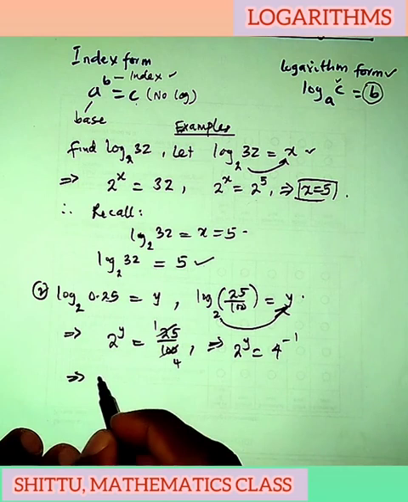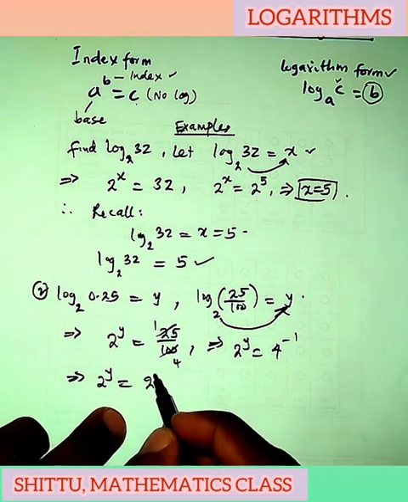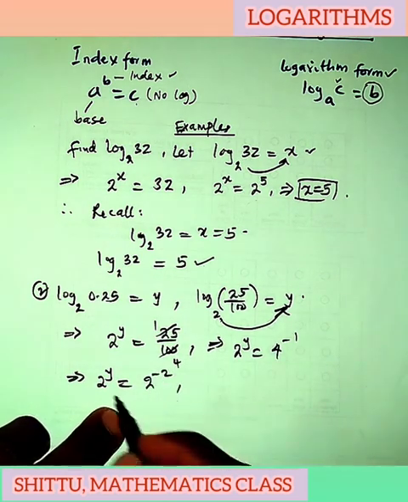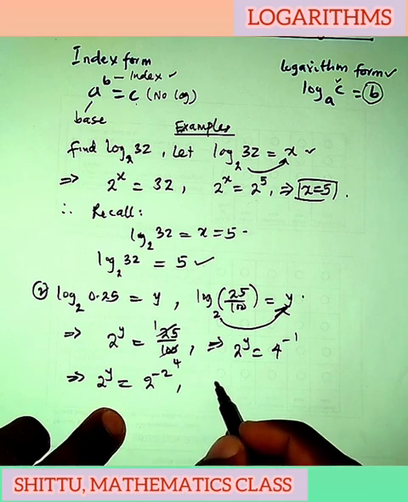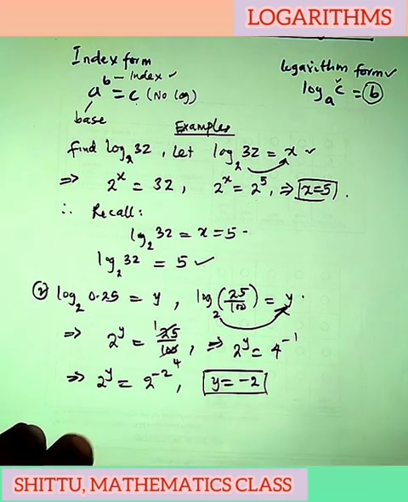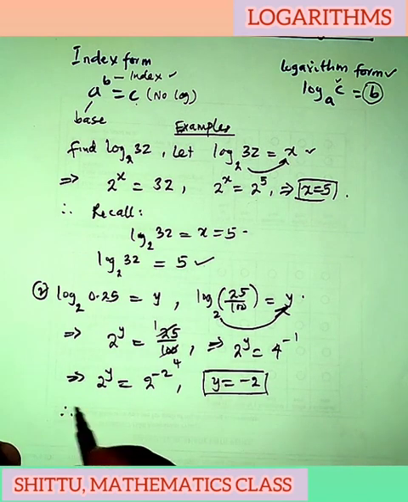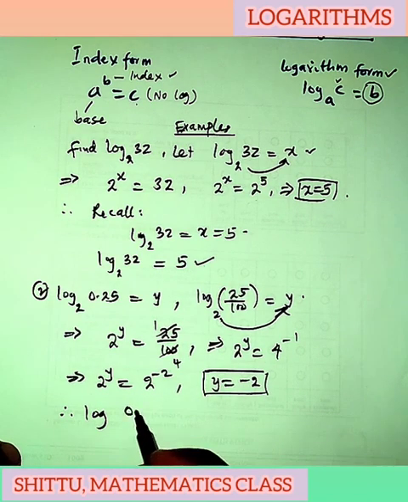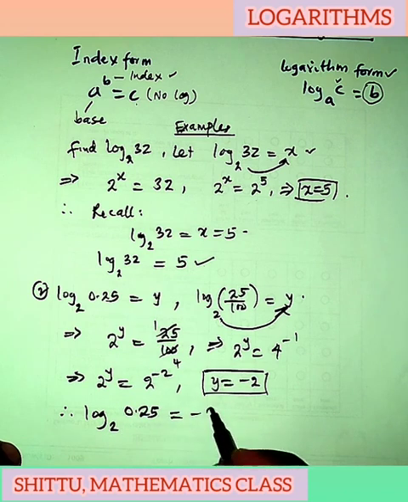Now from here, we have 2 to power y equal to 2 to power minus 2. From the law of indices, whenever we have the same bases, we have y equal to minus 2, that is, we equated the power. So log of 0.25 to base 2 is equal to minus 2, and that is what they asked us to find.